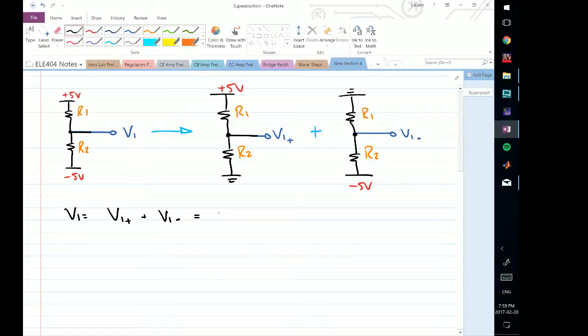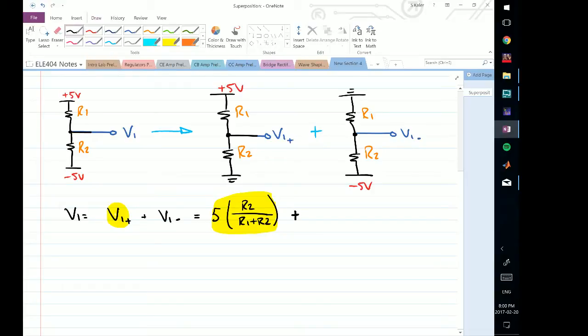So V1 plus would be a voltage division. It would be 5 times R2 divided by R1 plus R2. And note that I will highlight this just to show where it's coming from. This is basic voltage division. We've already looked at voltage division in a previous video, so if you're not sure about that, have a look. I will link that below at the end of this video.